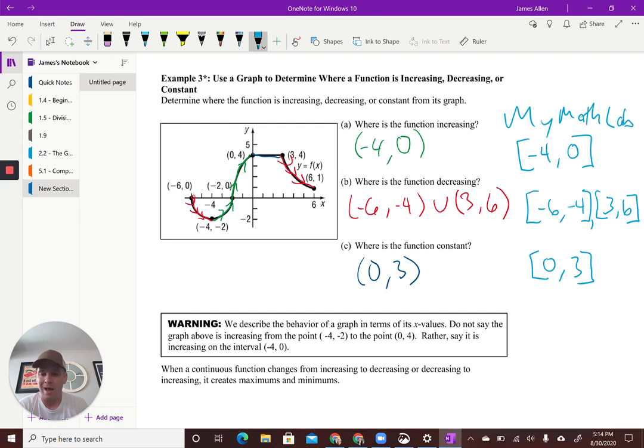One last little note here. We're not going to get into it now, but when a continuous function changes from increasing to decreasing or decreasing to increasing, it creates maximum and minimum values. So like down here, we'd have ourselves a minimum. That's something that will be discussed later in our polynomials unit. But for now, we're going to leave it at this.